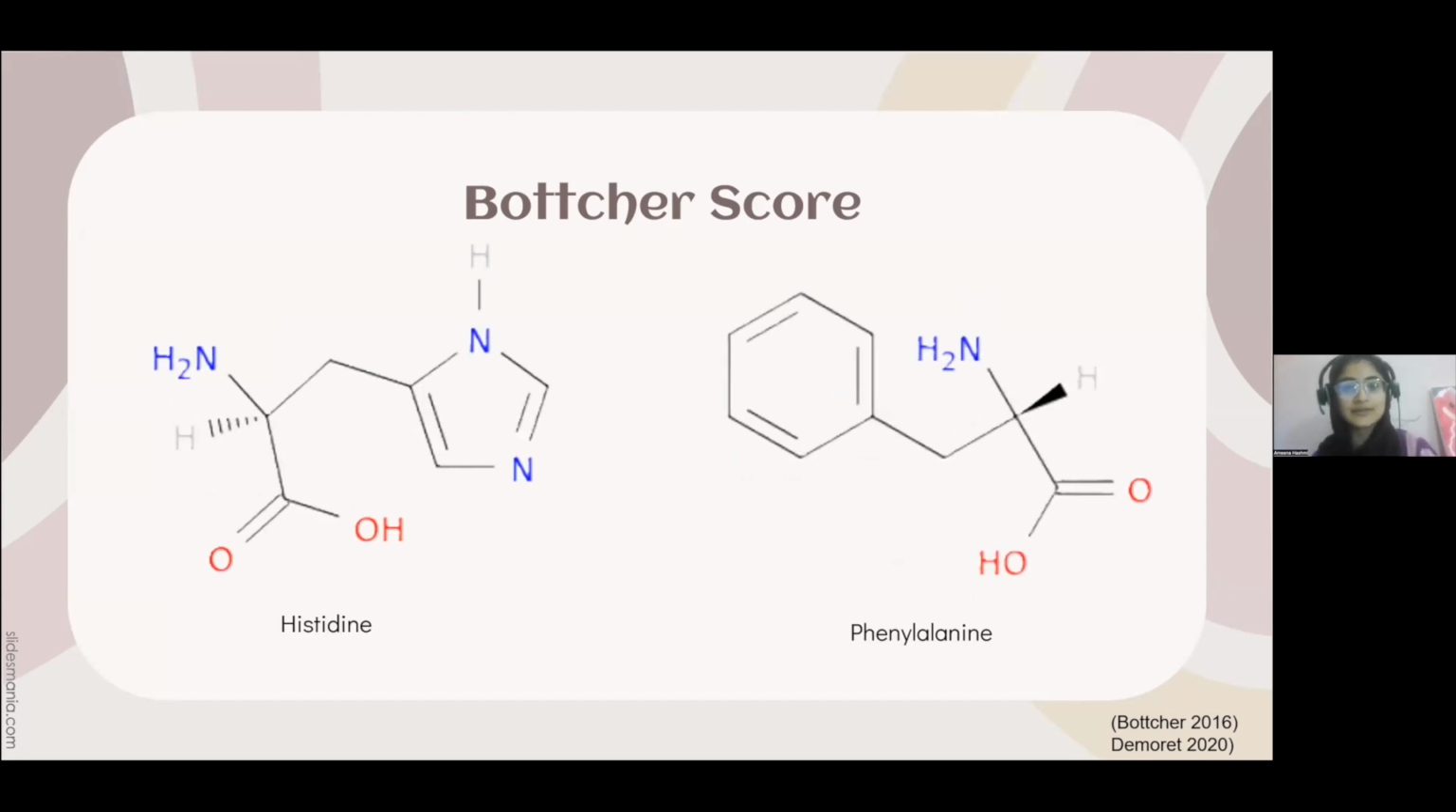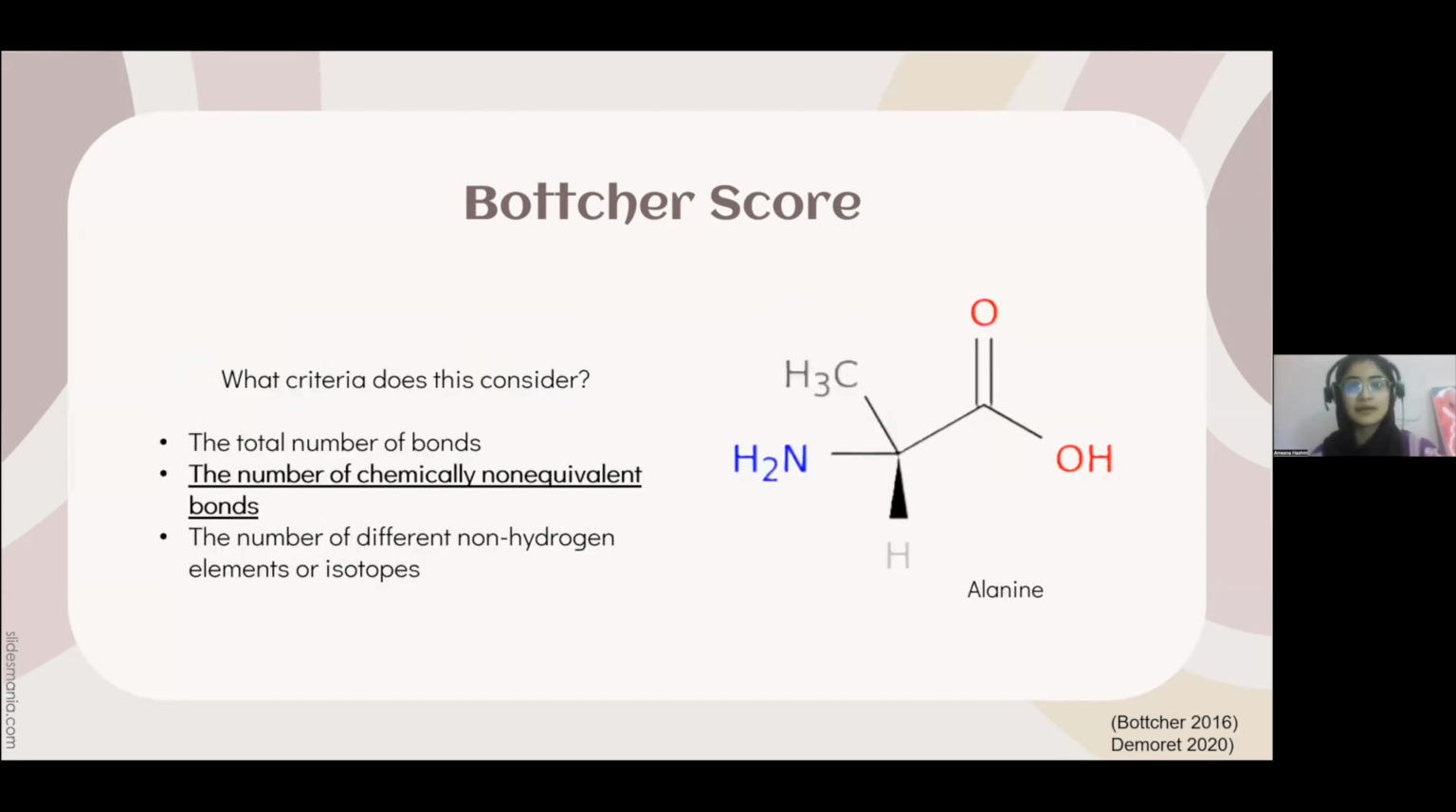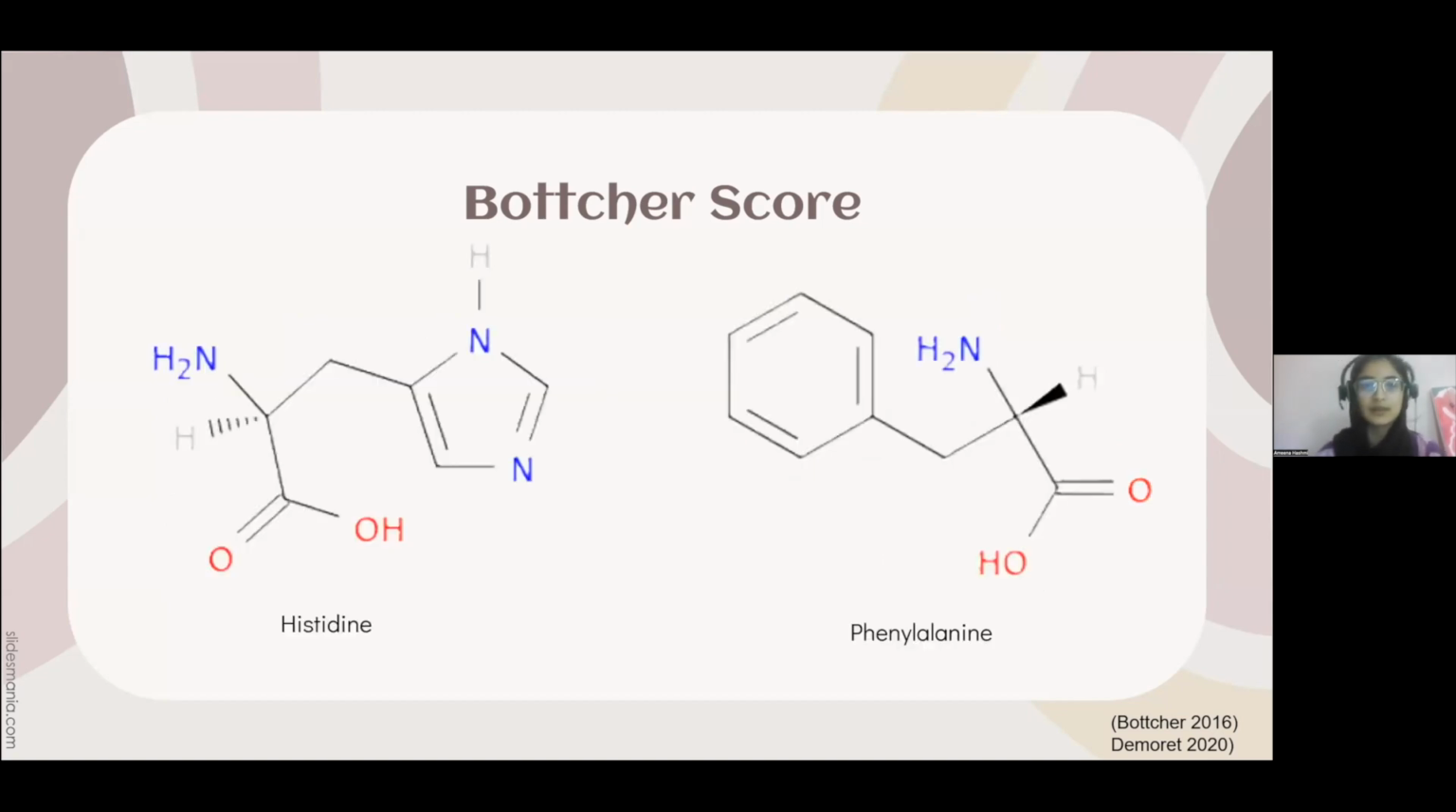So consider these two amino acids, histidine on the left and phenylalanine on the right. Now, both of them have rings. So which one do you think would have a higher Bottcher score? Well, one of the criteria that this considers is the number of chemically non-equivalent bonds. Here, you can see that the ring in histidine has 2 nitrogen atoms in it. So it has less chemical equivalence than the ring in phenylalanine, which seems somewhat uniform.